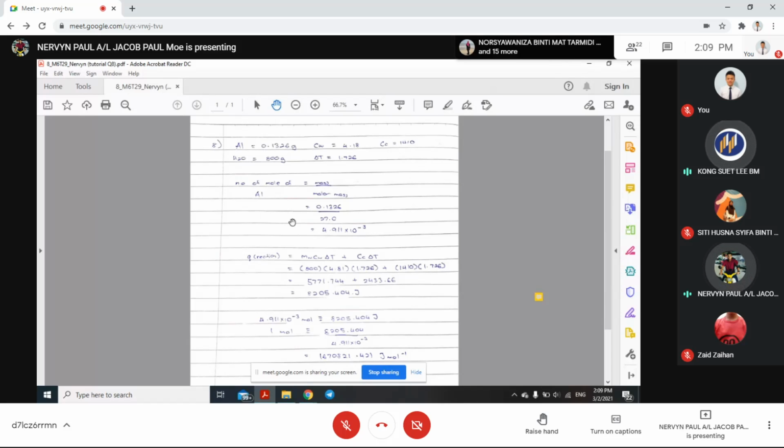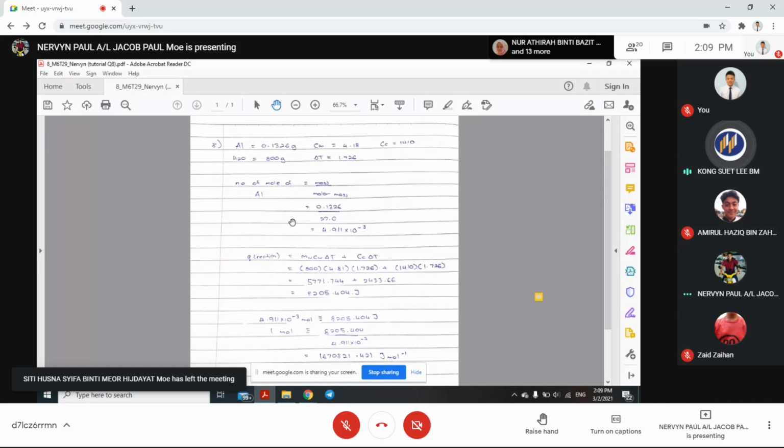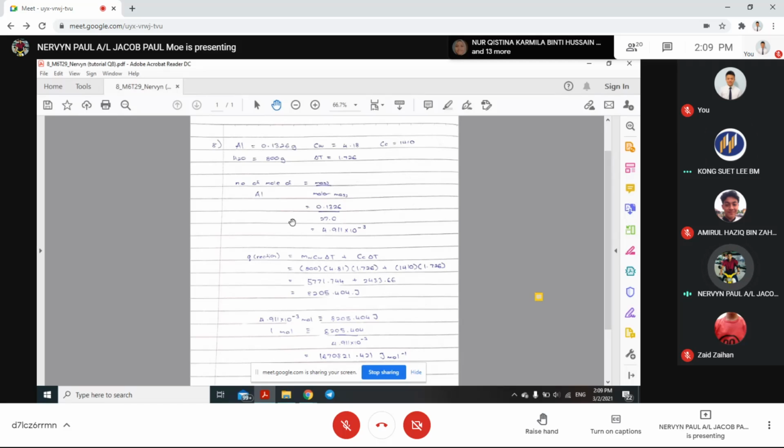Okay, Naveen, very good. Naveen, stop for a while. You succeeded to find the 4.911 times 10 to the power of negative 3 mole. But unit is missing for your answer scheme. Am I right? Yeah, madam, I forgot to put this down. So please take note, must write down the unit. Okay, yes, proceed.